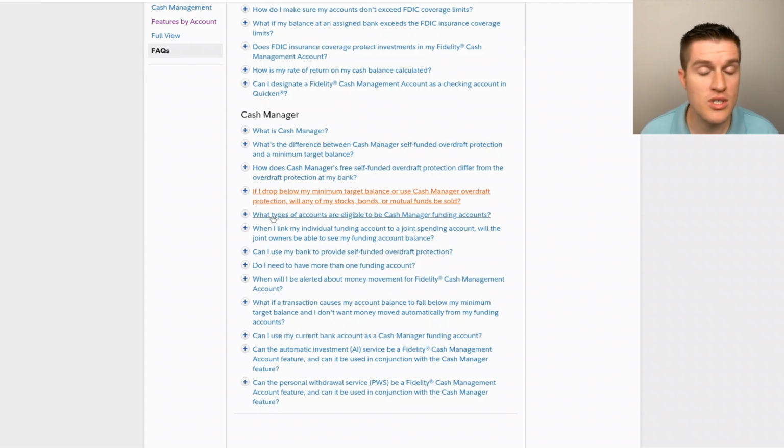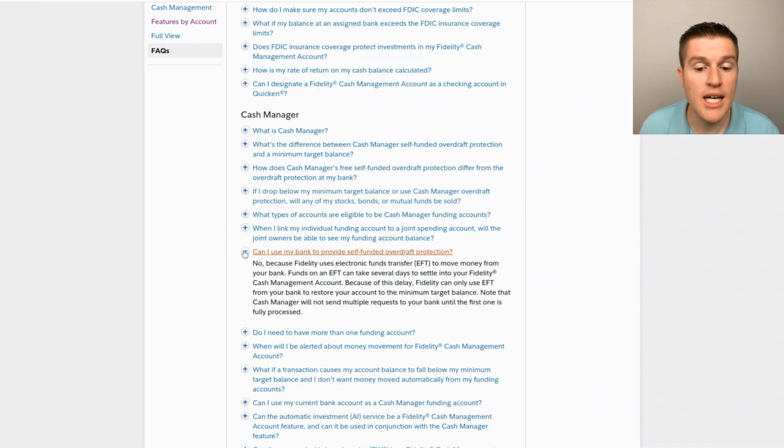You can actually use an existing bank account. But remember, those are done on the nightly time. And you can link it with a personal one. Can I use my bank as the self-funded overdraft protection? And the answer is no. You can only use an existing Fidelity account, but it's a really great feature. Personally use it, shouldn't be an issue with that. You can use it for that minimum that we talked about earlier, but not for the self-funded overdraft protection.